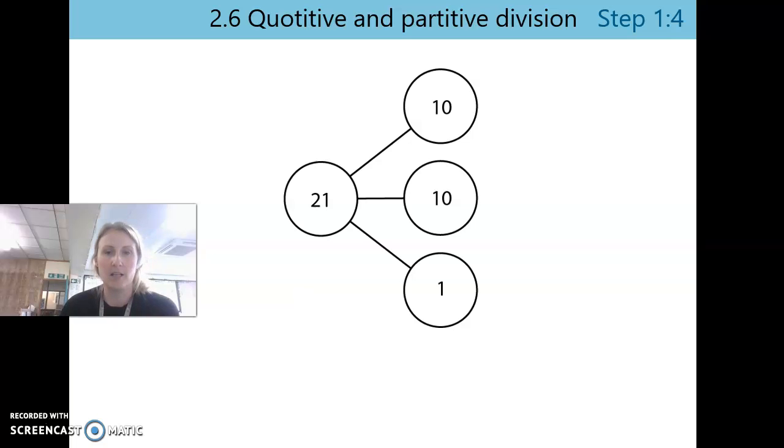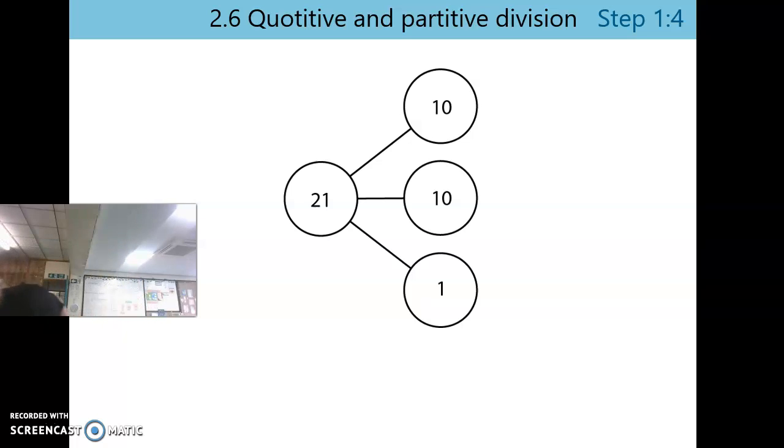Let's have a look at this now. Got the number 21. Can you write this one down for me? Can you write down this part whole model now? So we've got 21 in one part, and 21 is the whole number, sorry. And how many are in each part? Can you write that down? Can you make that now, that part whole model? And I'm going to write it as well as a part whole model.